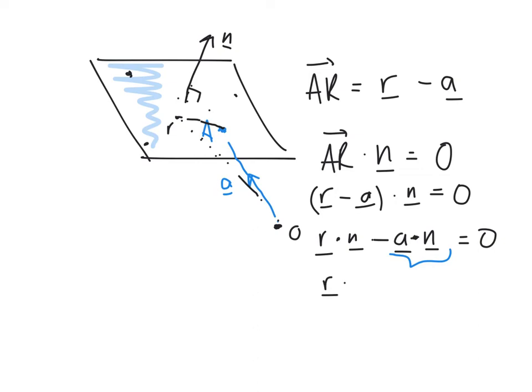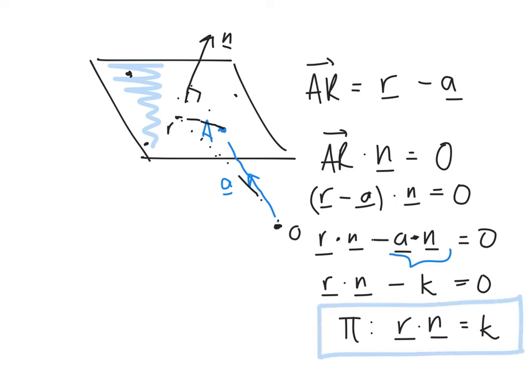So I end up with R, which is a generic point on the plane, I don't know it, dot n, minus the dot product between two vectors I do know, hence the dot product ends up as a number, equaling 0. And we get this equation, that pi is R dot n equals K. Pi, of course, being our plane, not proper pi, and it is the dot product between the generic vector in the plane and your normal, equal to a very specific value of K, which is A dot n.